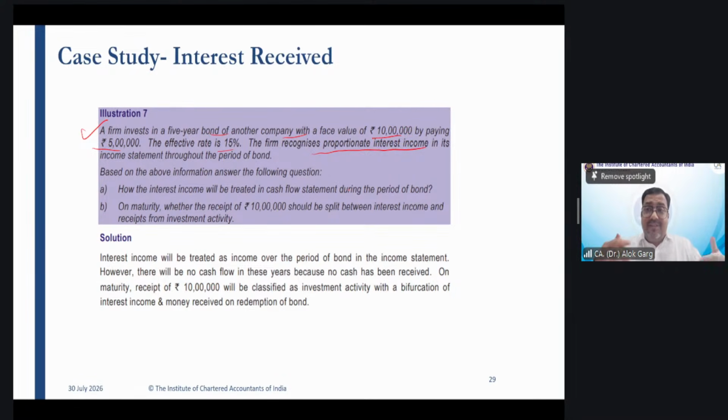This is an investment, meaning the company is paying, not receiving. The company is paying, investing. A company is investing in a 5-year bond of another company with a face value of 10 lakh by paying 5 lakh rupees. What is the initial cash flow?